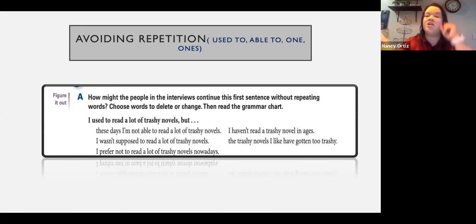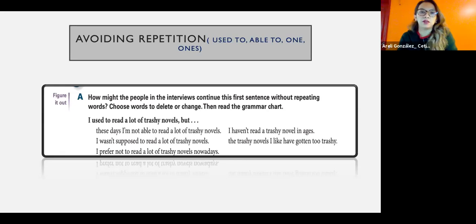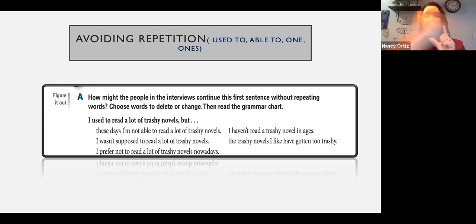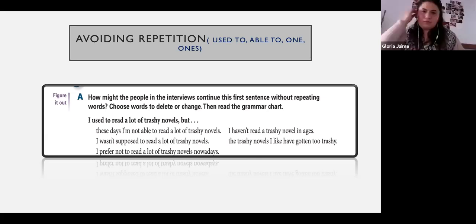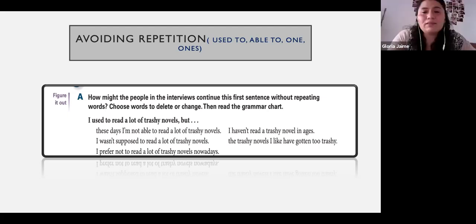Okay, so check what she's using. I don't do it. It is replacing what? The trashy novels. The activity. Yes, that is correct, Alma. That is one way to do it because we don't repeat the noun and the adjective that is describing it. Okay, good. But now I don't do it. I haven't, Gloria? read one.